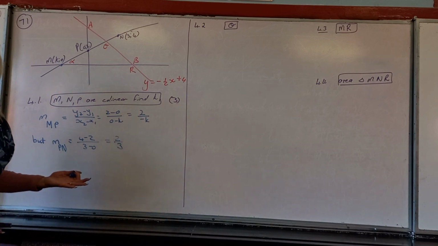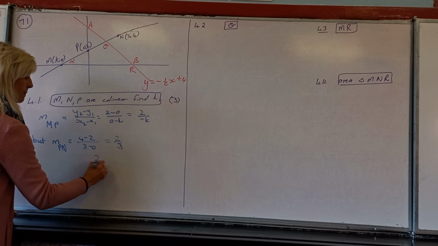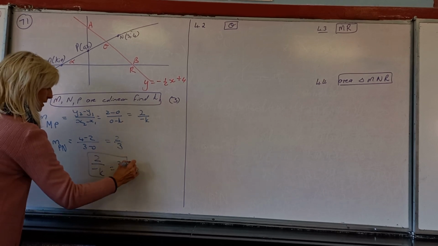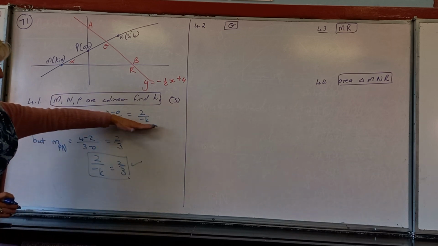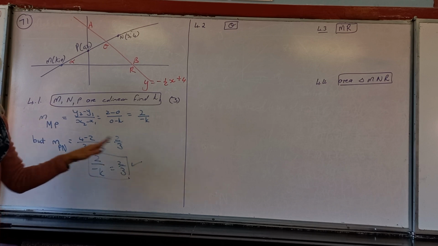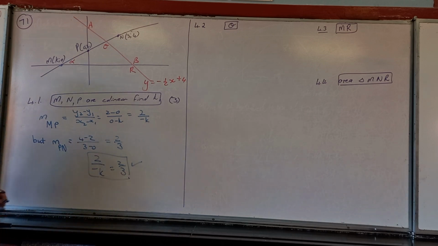So what has that helped me? So that you know that 2 over minus k is the same as 2 over 3. For that, you're going to get the mark, knowing that that gradient and that gradient are the same because they sit on the same straight line. They're collinear, the gradient stays the same. Please make a deduction for me. k is negative 3. Excellent.